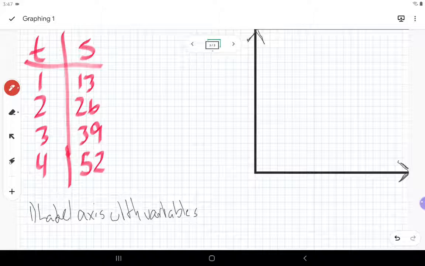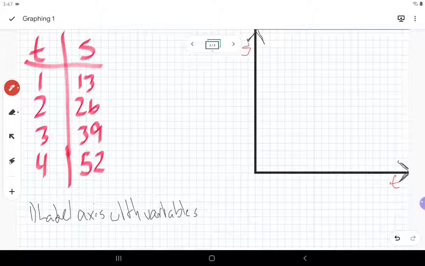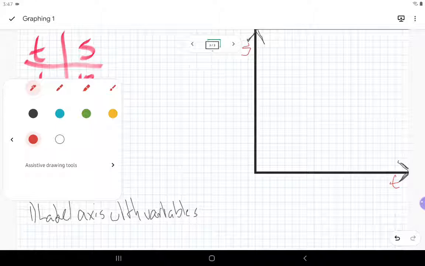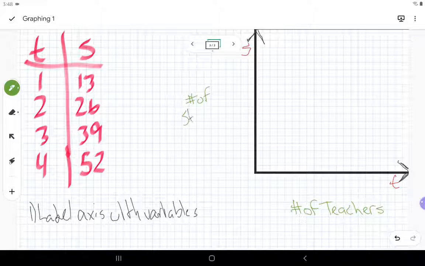So the first thing I'm going to do is put t down here to say I'm looking at the number of teachers. My other axis gets this label of s, so I'm going to fill in s to represent the number of students. Now, I know that the horizontal axis is the number of teachers. So I'm going to put in that title, number of teachers. Now it's probably better for me to write out the word number, but it's much harder on my tablet for me to fit it. So I'm going to put number of teachers. And then the vertical axis is my number of students.